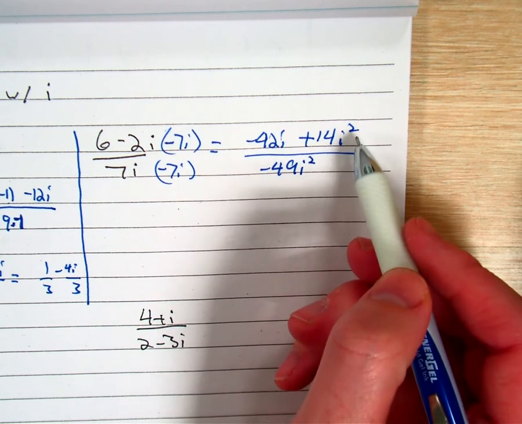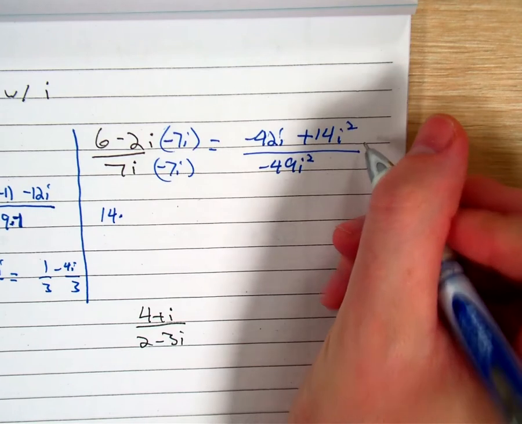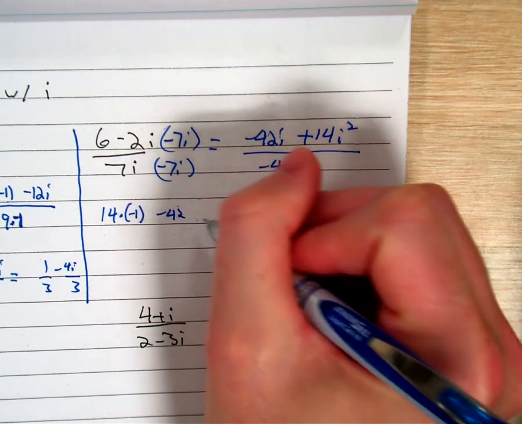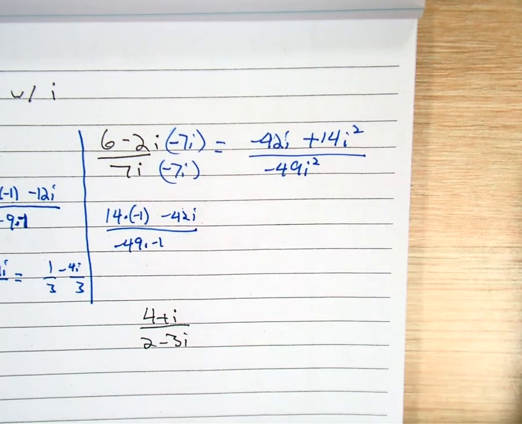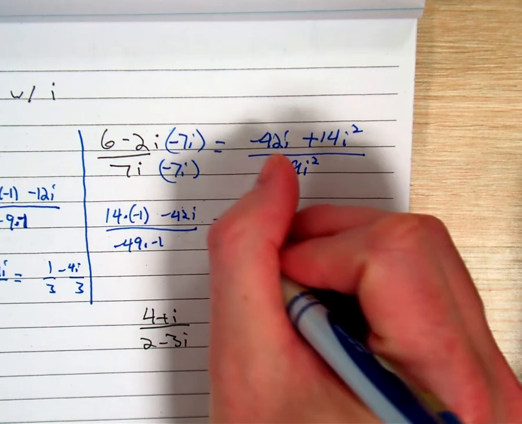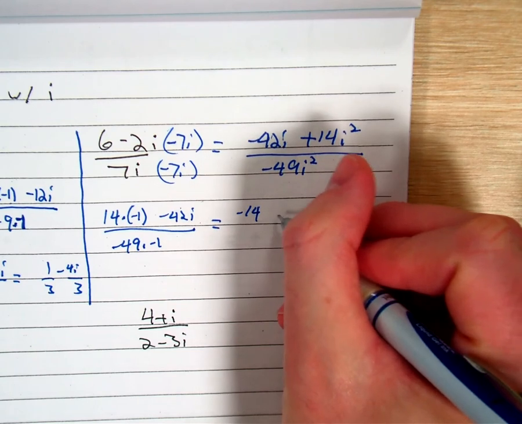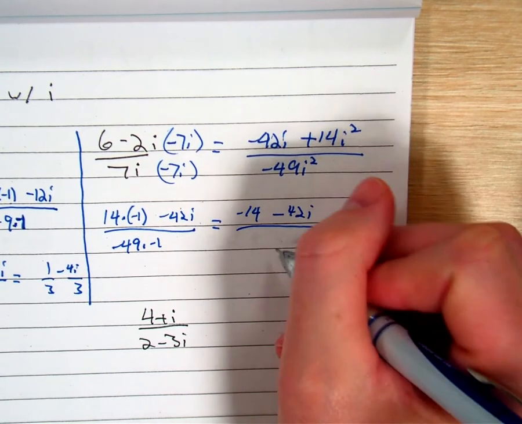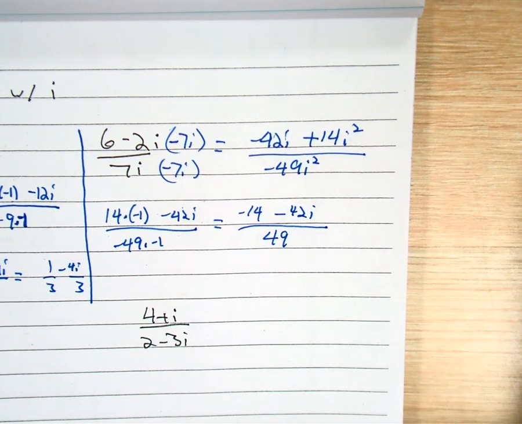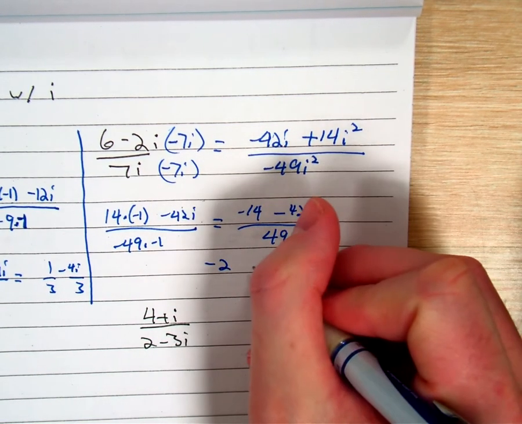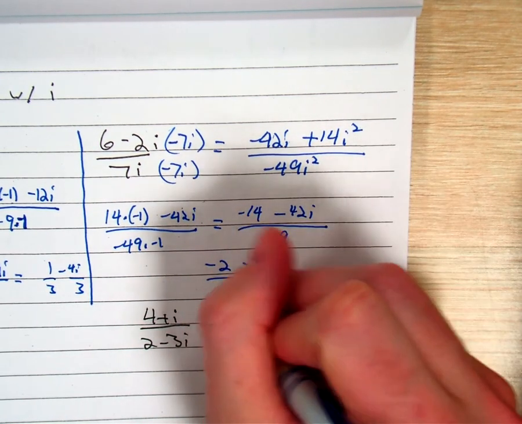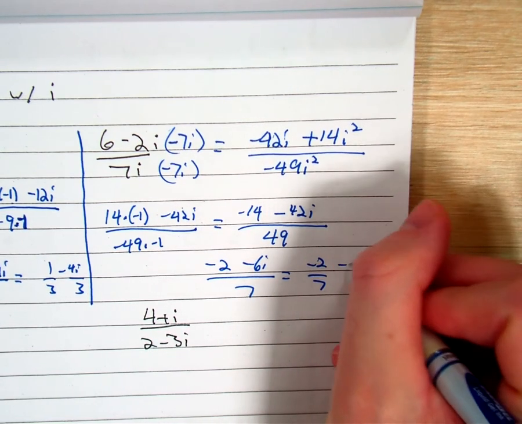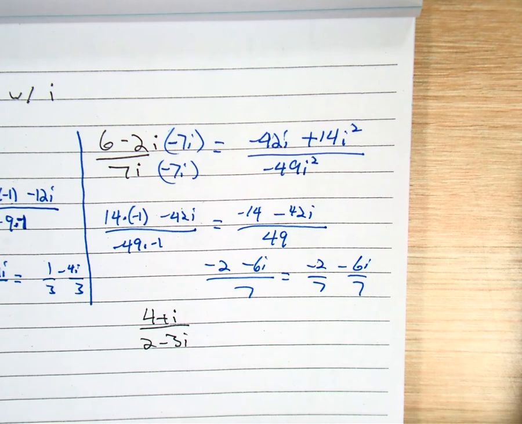Okay, clean them up a little bit. We're going to move the real part to the front. 14 times i squared is negative 1, minus 42i over negative 49 times negative 1. So now we got negative 14 minus 42i over positive 49. Okay, what do you notice about all of those? You can divide them all by 7. So we got negative 2 minus 6i over 7. And again, the book will probably split it up into real part and then imaginary part. So negative 2/7 minus 6i sevenths. They'll probably split it up like that.